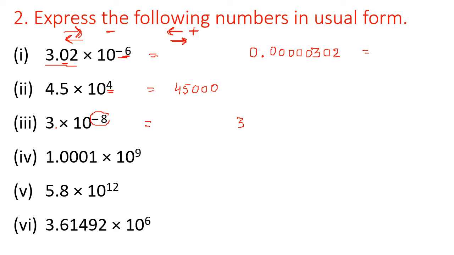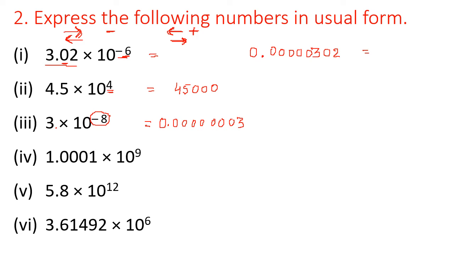Minus 8 means you have to move 8 decimal places towards the left. So the decimal point is here. 1, 2, 3, 4, 5, 6, 7 and 8. So the decimal point will come here. And what will I fill in between these places? 1, 2, 3, 4, 5, 6 and 7 zeros. Nothing before the decimal point, so I put a 0.